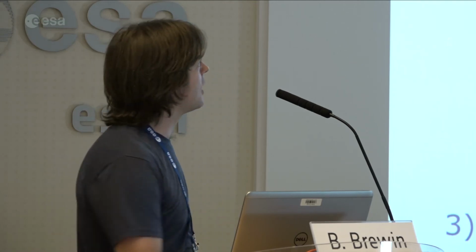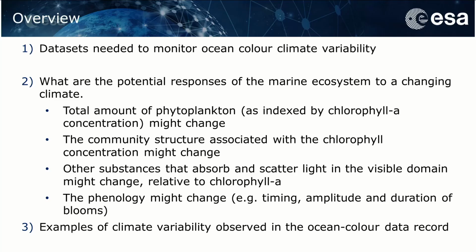Okay, so I'm just going to wrap up now. I've gone over the data sets needed to monitor ocean colour climate variability. So this OC-CCI product, all the steps that we've gone through in order to ensure that we have a climate quality data set. And then also some of these potential responses of the marine ecosystem to a future ocean. Will the total amount of phytoplankton change? Will the community structure change? Will these other substances in the water change? And will the phenology change? And then finished off by looking at some examples of climate variability observed in the ocean colour record to date.